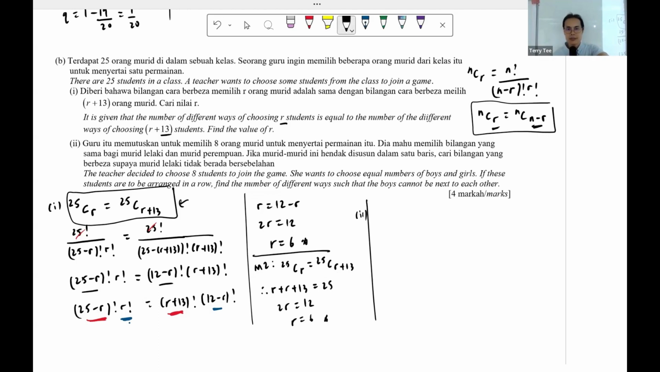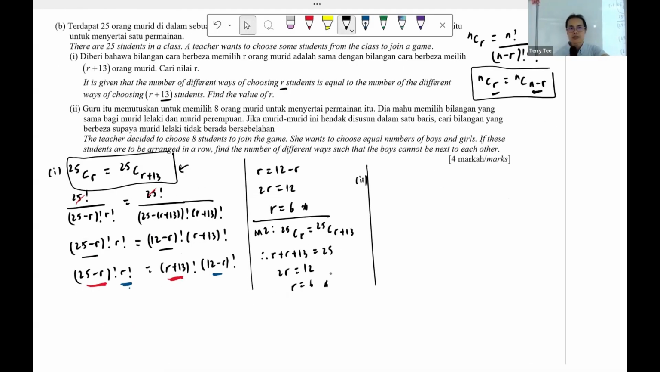All right, next one. Number 1, done. I know it's a bit hard for some of you. All right, let's look at number 2. A teacher decided to choose students to join the game. She wants to choose an equal number of boys and girls. The students are to be arranged in a row. Find the number of different ways such that the boys cannot be next to each other.